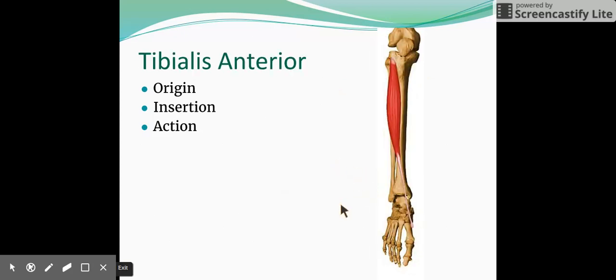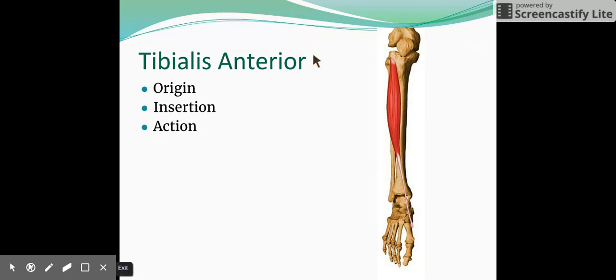And then our last muscle of the leg is tibialis anterior. And tibialis anterior's origin is on the tibia, and its insertion is here at the first metacarpal. And its action is for dorsiflexion. So this is some more flexion here. That is the last of the muscles of the leg.